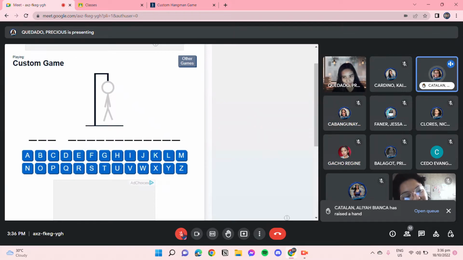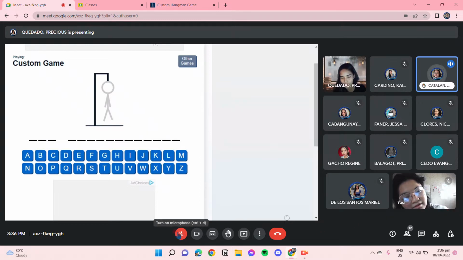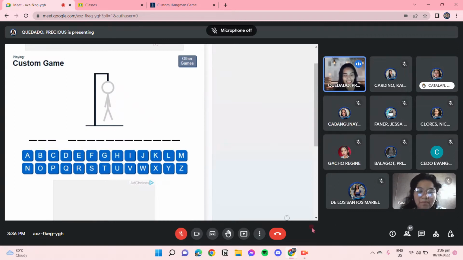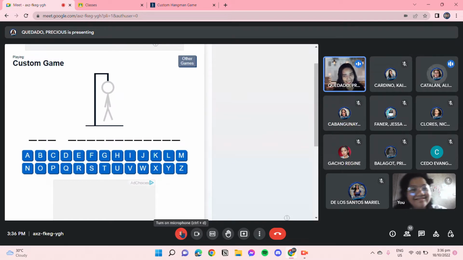Wait, I just want to clarify, is it a word or a letter? Because in hangman, it's a letter. Yes, a letter. You have 6 points as a starting point, and every time you get a wrong letter, you will get a minus. So, okay, letter T.